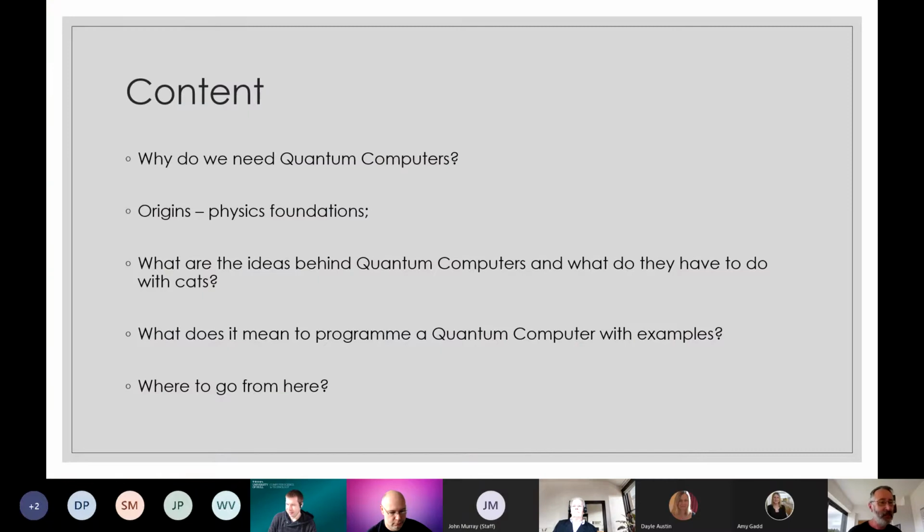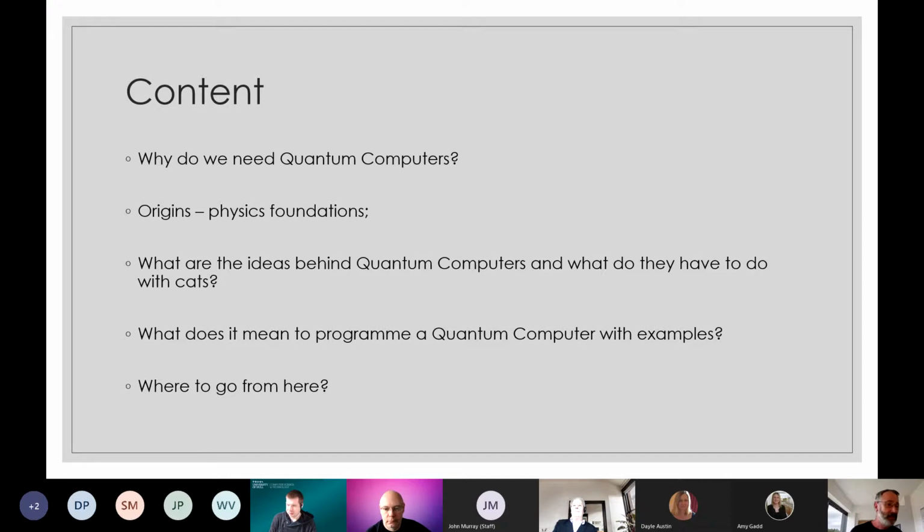In good tradition, what am I going to talk about? I'm going to start off with why we need quantum computers, a little bit about the origins behind quantum computing, one of the ideas behind the actual computer side and what it has to do with cats, and then looking at programming quantum computers and where to go from there.